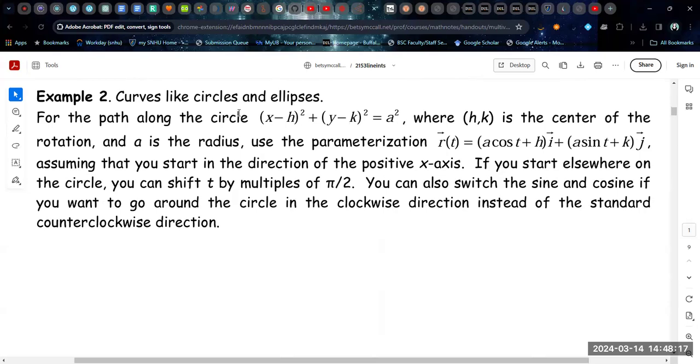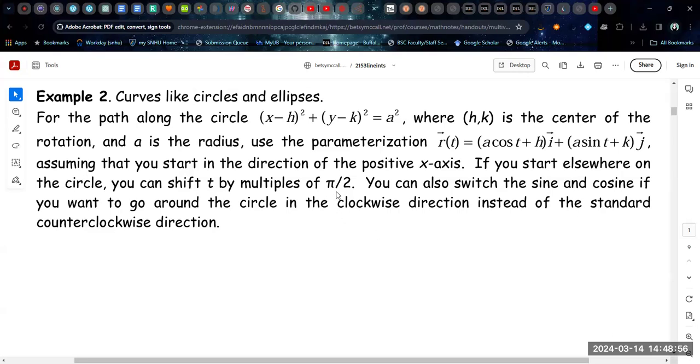Now, for curves like circles and ellipses, in the parametrized version, we use cosine and sine. So for circles, we would have the radius on both of these A values would be the same. So we would have, for a circle of radius 2, for instance, 2 cosine t and 2 sine t. If the center is at the origin, then h and k are 0. If the center is not at the origin, then you would simply add those center values to your sine and cosine functions.